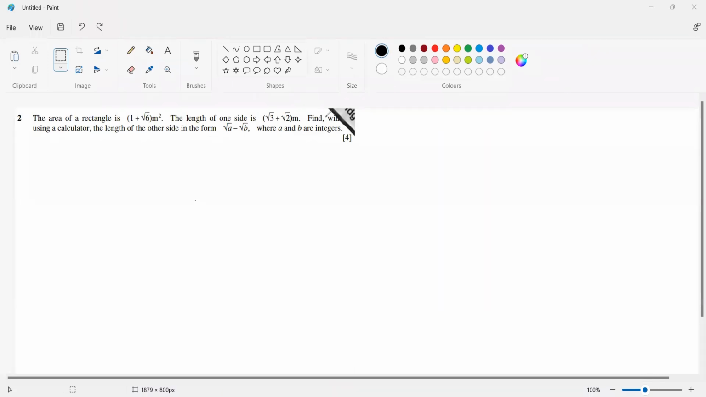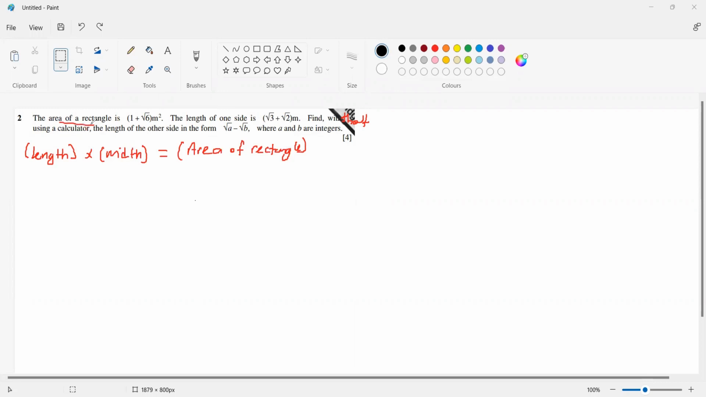Sorry about that, I was trying. So without using a calculator, the length of the other side in the form root a minus root b. Okay, let's begin this. So the length times width of any rectangle would actually equal the area of a rectangle.